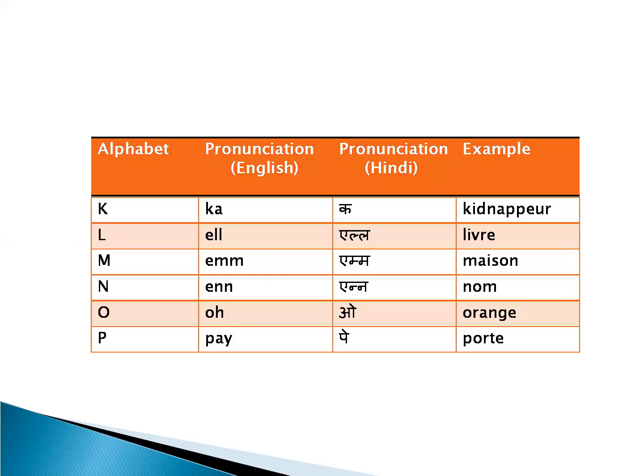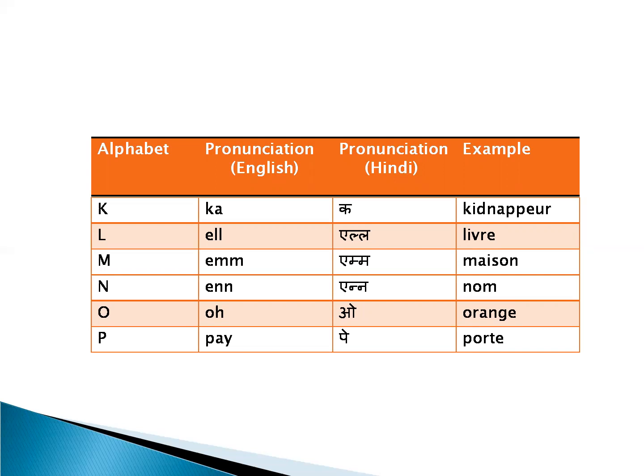K is for. Okay. And example is kidnapper. What is it? Kidnapper. Kidnapper means a kidnapper, right? Next is L. The sound is L, same as in English. And one example from the letter L is livre. Livre means a book. Okay. So a book means livre in French. Next is M, which is M. Okay. And one example is maison. Keep on repeating the words after me also, right? So it is maison, and maison means a house.